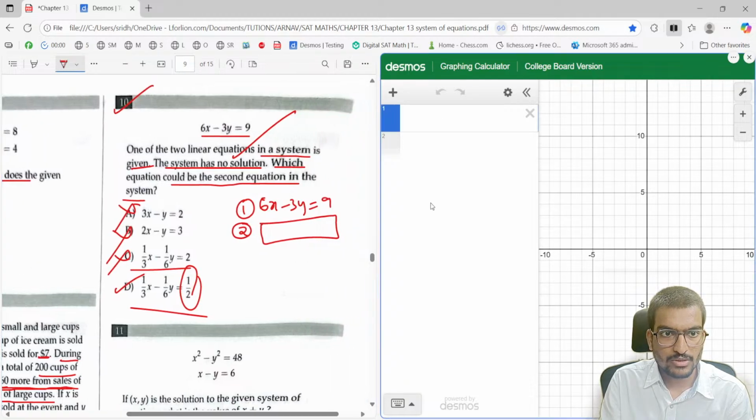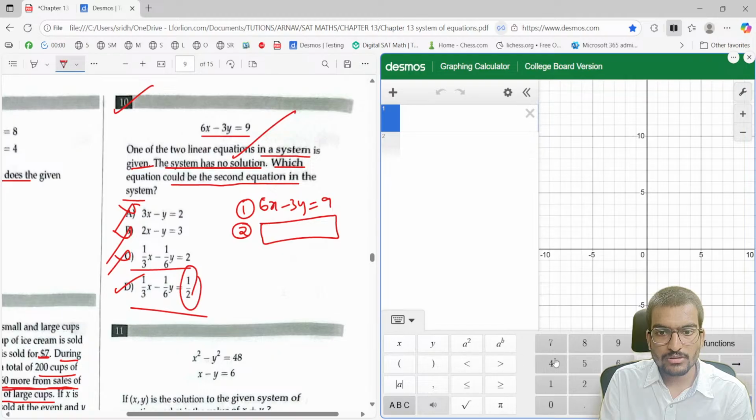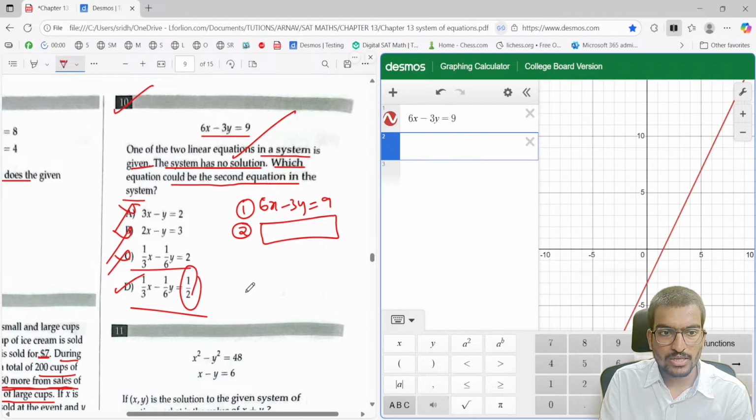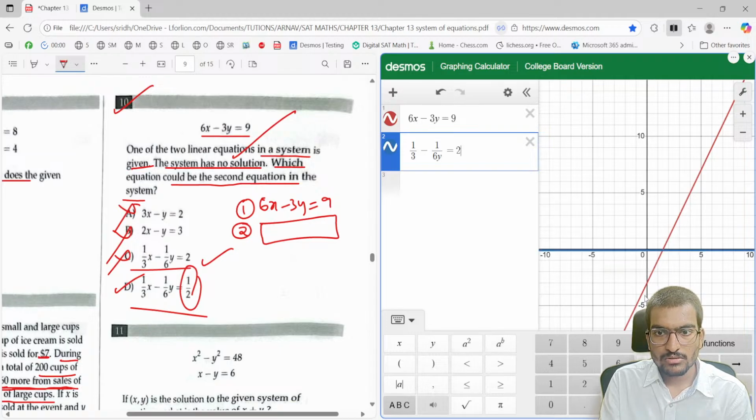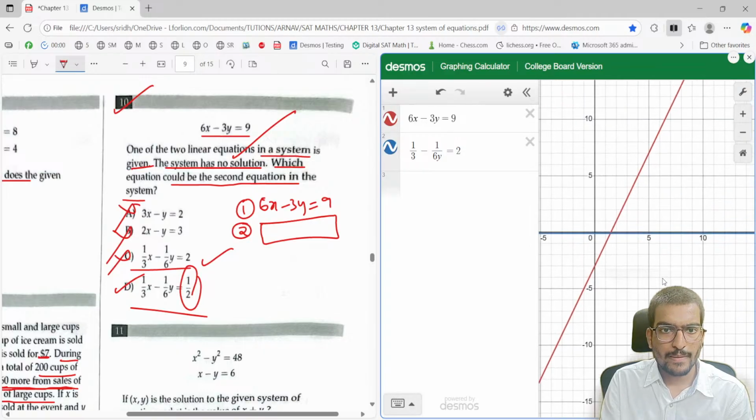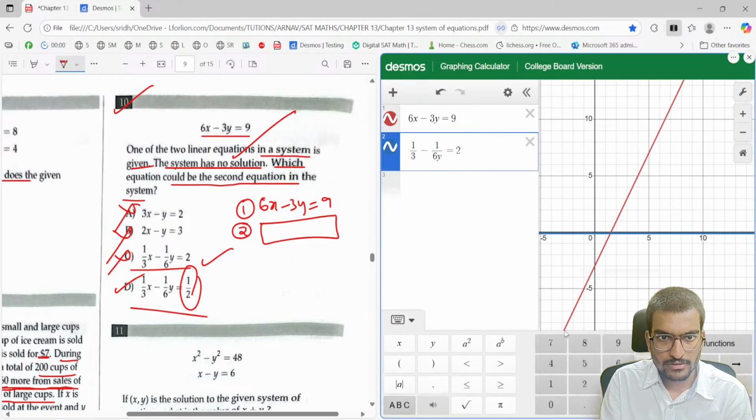So let me input the equation again, the third one. So if I input 6x minus 3y, that equals 9, and the second equation I'm keeping with option C, 1 divided by 3x minus 1 divided by 6y, and that equals 2. So you can see now, one second, here I have to enter x, I didn't. Let me put x, 1 by 3x.